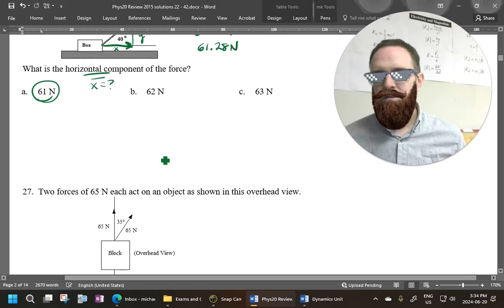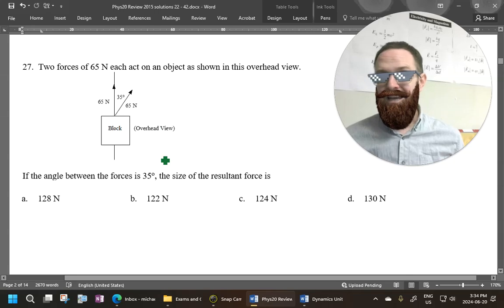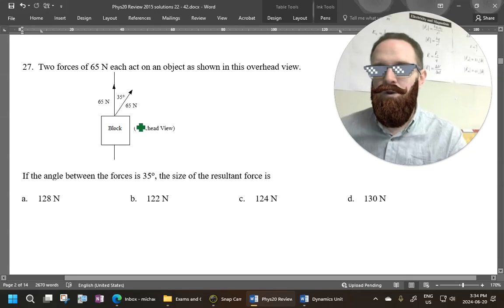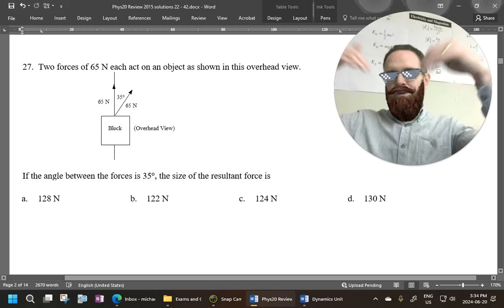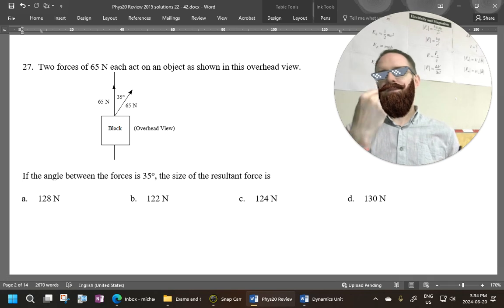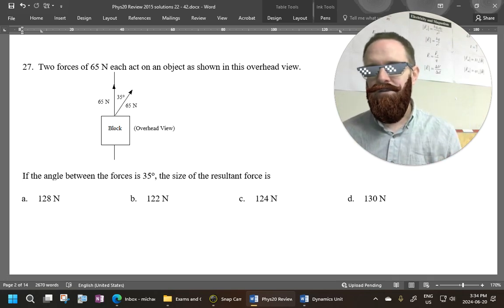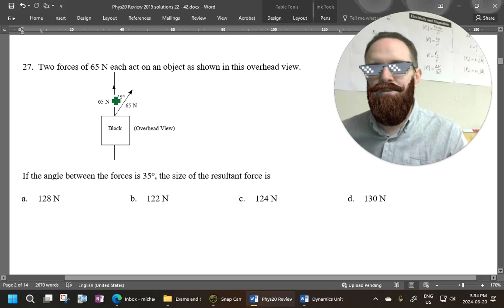Let's go down here. Oh, so this is a resultant. So this is finding our F net. This is shown from overhead. The reason they say it's overhead is because then we can ignore gravity, right? Gravity is into the page. The normal force is out of the page. That's not the direction of motion anyways, so they're just going to cancel each other out. So I'm really just adding these two forces together.